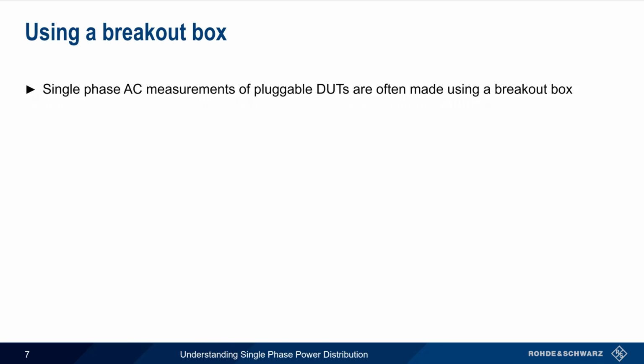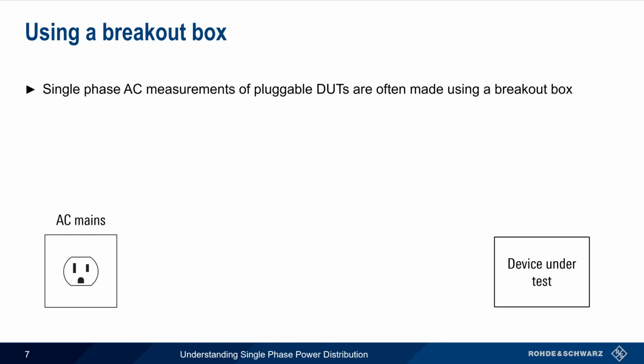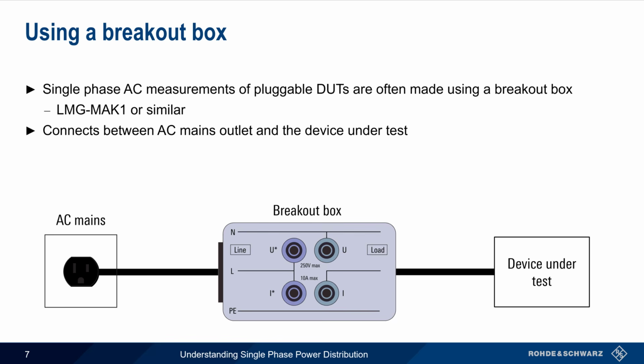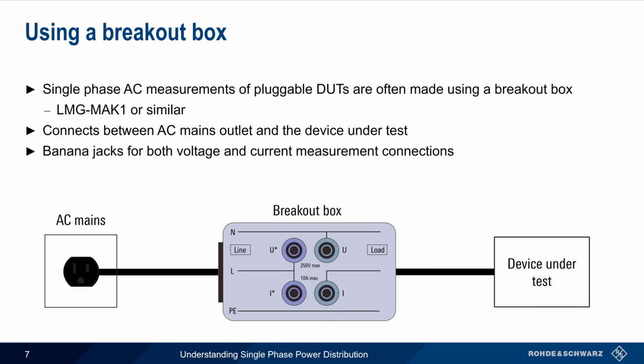It's worth noting that for pluggable DUTs, that is, devices which are normally plugged directly into AC mains power, measurements are often made using a device called a breakout box, such as the LMG Mac 1 or similar. This box connects between the AC mains outlet and the device under test, and has 4mm or banana jacks for voltage and current measurement connections. This provides both easier and safer connections to the power analyzer.